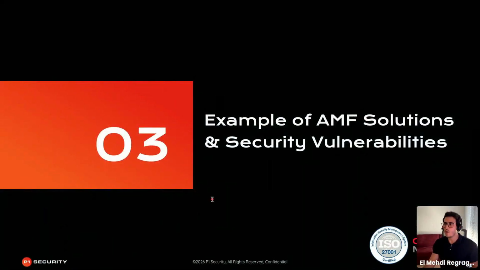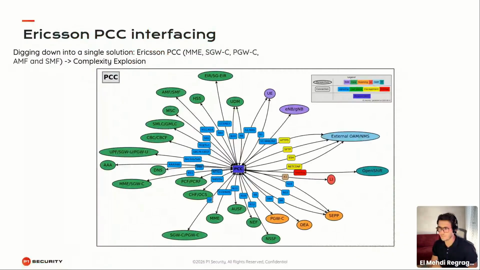Now let's have a look at examples of solutions that we have in the market that are implementing the AMF. We're going to start with the Ericsson PCC. And here we are going into another dimension that is changing our perspective a little bit. The AMF is not only one standalone network function doing some kind of operation, it is part of a whole ecosystem or a whole infrastructure within the solution.